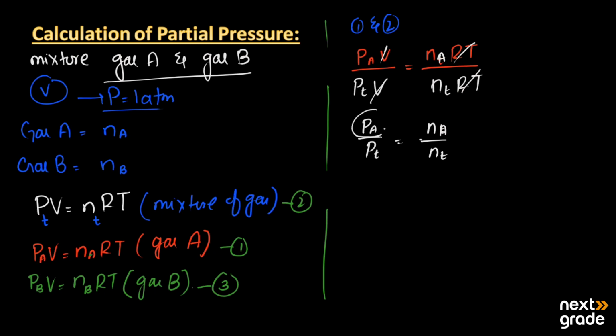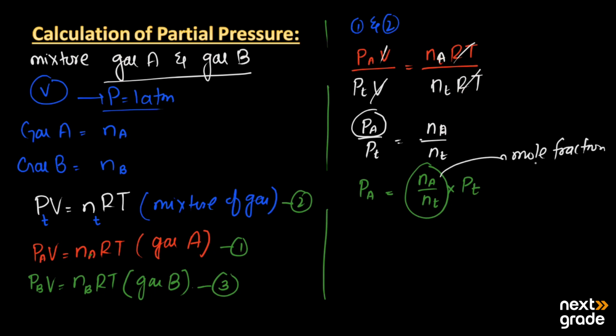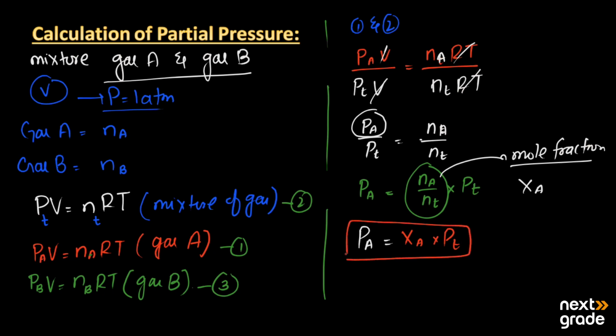So here we have to calculate the partial pressure of gas A. The partial pressure of gas A is equal to Na over Nt multiplied by Pt, where Na over Nt is the mole fraction of gas A, and it can be denoted as XA. So PA is equal to XA into PT. This is the simple calculation of partial pressure of the gas.